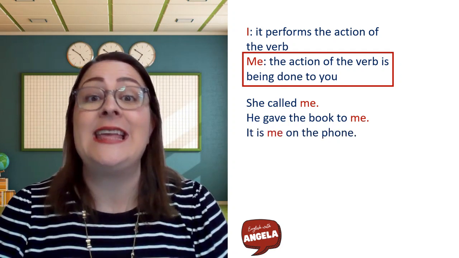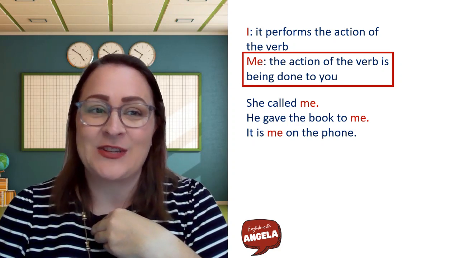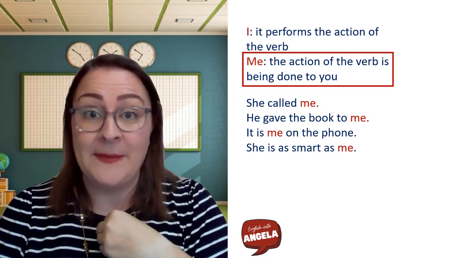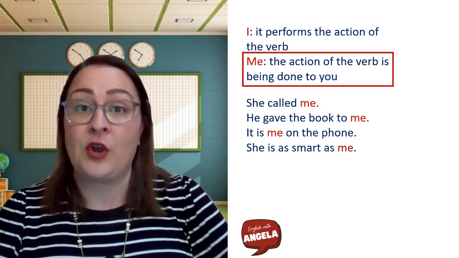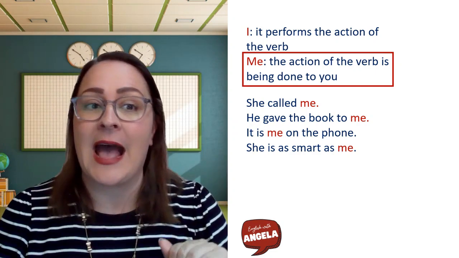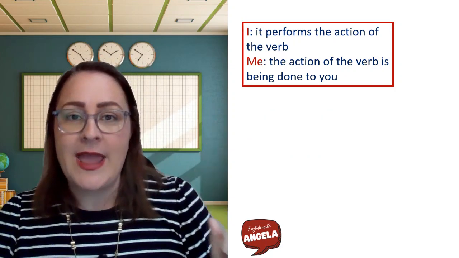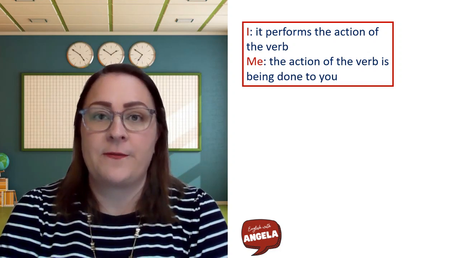How about it is me on the phone? Yeah, so it's being done to me. She is as smart as me. So I'm doing a comparison, but I'm talking about the girl. Yeah, and I'm saying she is as smart as me. So let's try out a few examples. We're going to keep I and me there at the top so we can see it.